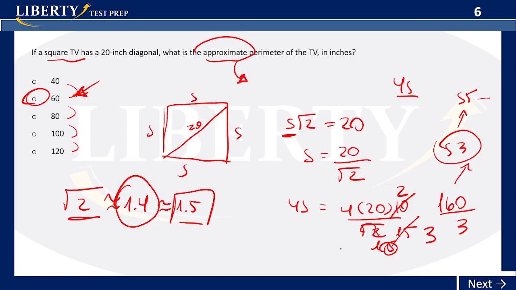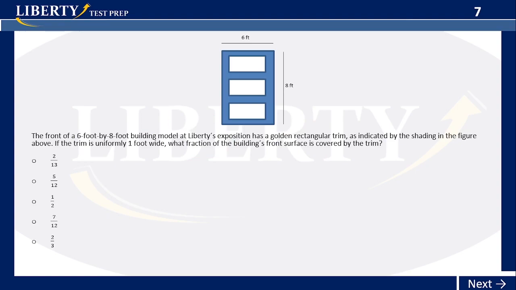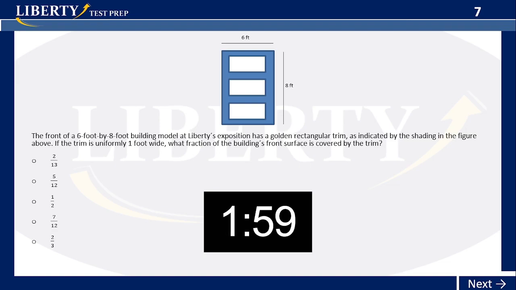We were able to do this approximation because the question actually states that, right? The approximate perimeter. They're not asking you for the exact number. Okay, easy, right? Now let's move on to the next one, number 7. You get 2 minutes starting right now.